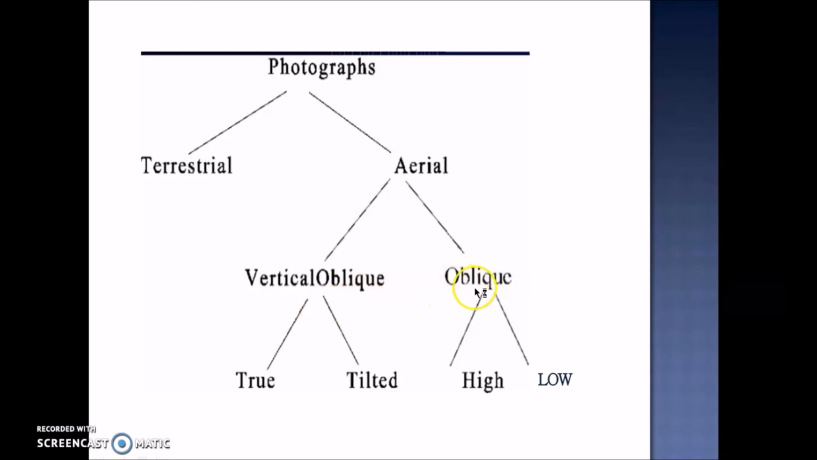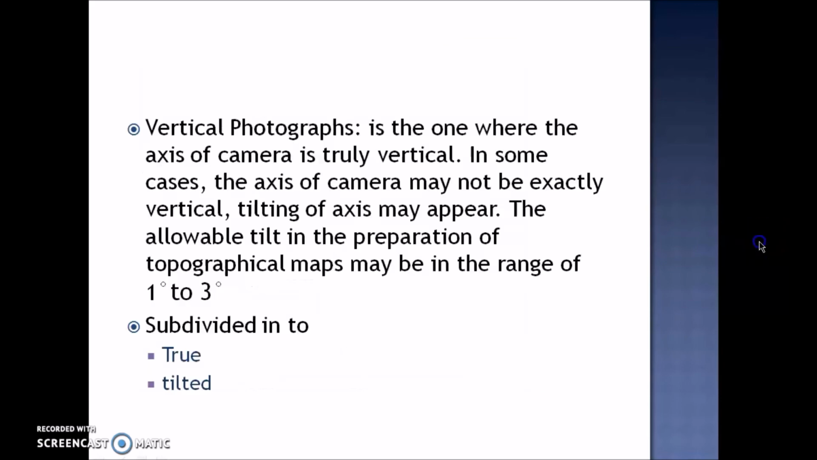Aerial photographs are again divided into vertical and oblique. And vertical is again divided into true vertical and tilted. Oblique is divided into high oblique and low oblique. We'll just discuss in brief in the next slides. This is what the vertical photograph is.